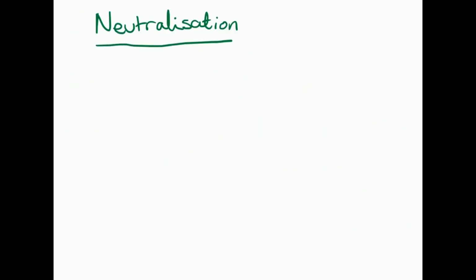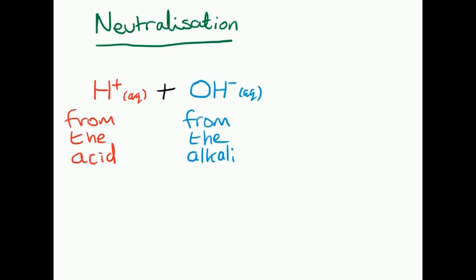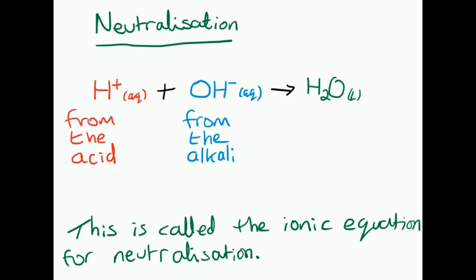A neutralization reaction is when an acid reacts with an alkali, and the hydrogen ions from the acid react with the hydroxide ions from the alkali to form water. So that's why when we react an acid and an alkali together, a salt and water are formed. And this is called the ionic equation for neutralization. And this is something that you definitely have to learn.